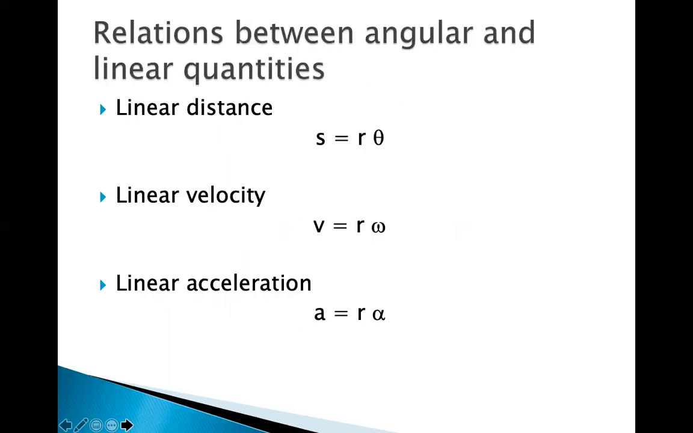Linear motion and angular motion are related. The tip of that hour hand is moving in a linear fashion. The linear distance equals r, the radius, multiplied by the angle. The linear velocity is r multiplied by omega, the angular velocity. Linear acceleration a equals r, the radius, multiplied by alpha, the angular acceleration.